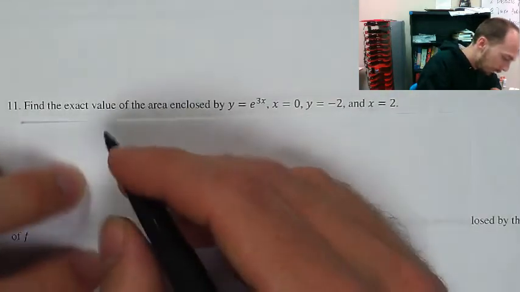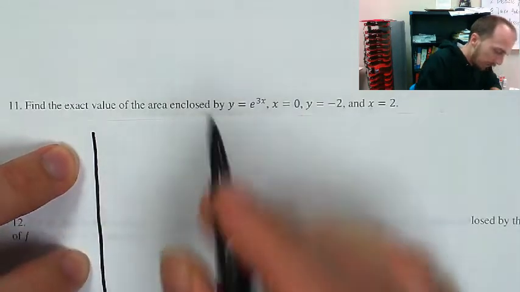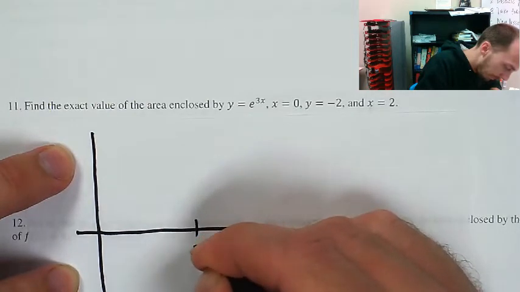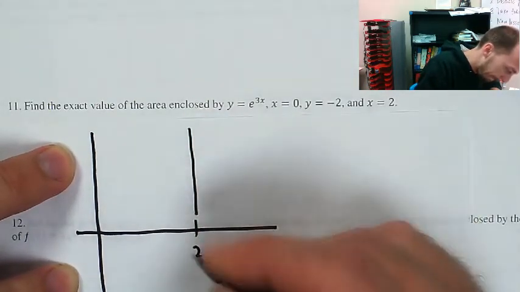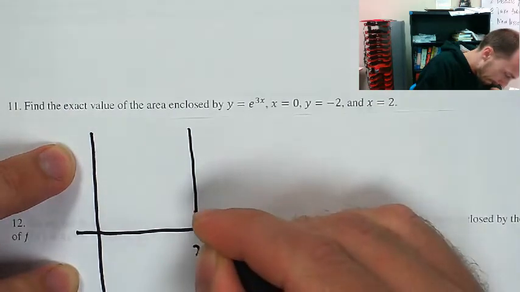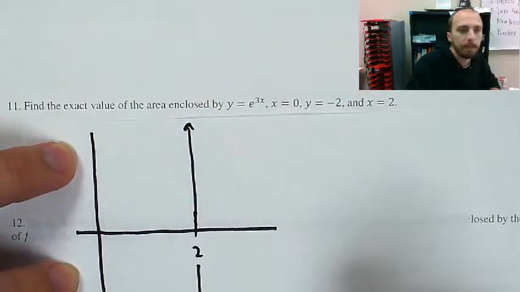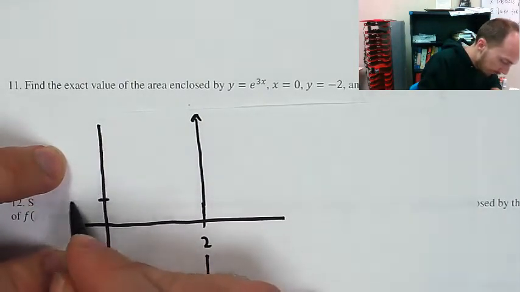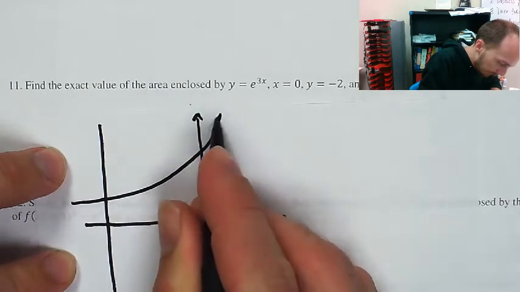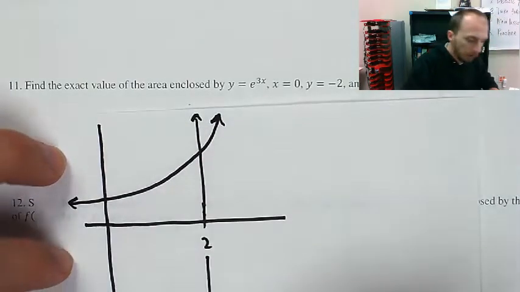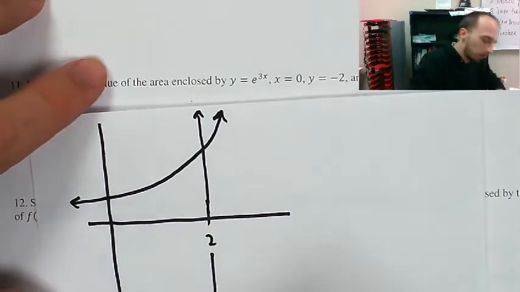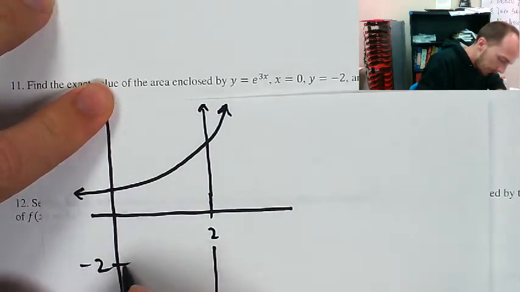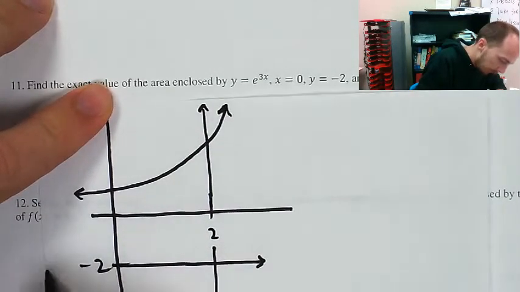So I'm going to need x equals 0 and x equals 2. X equals 0 is the y-axis. X equals 2, well, let's just say it's right here. Y equals e to the 3x would start here at 1, and it would definitely increase really fast. But this is our drawing, so it's not to scale. And then y equals negative 2, maybe we'll say that's right here.